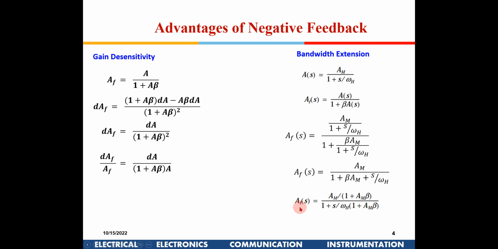Yes, sir. Okay, so from this equation we can see that because of the negative feedback, the gain has reduced by a factor of 1 plus A_M beta, and the bandwidth has increased by the same amount. So that is one more advantage of negative feedback.